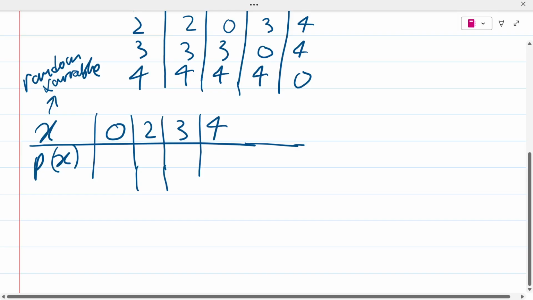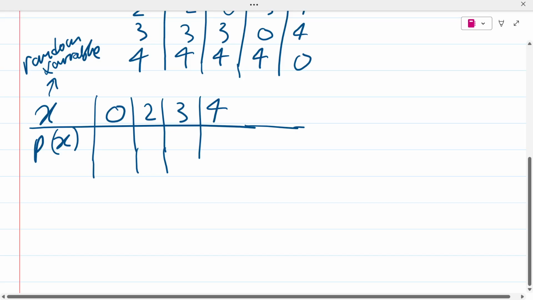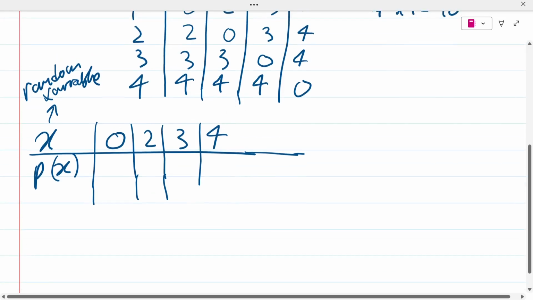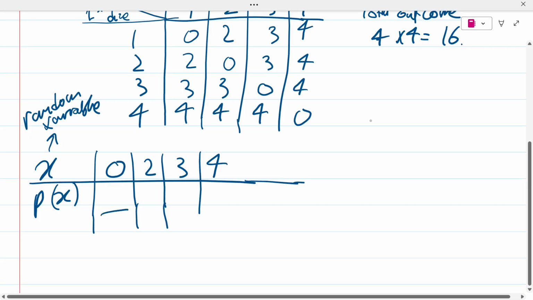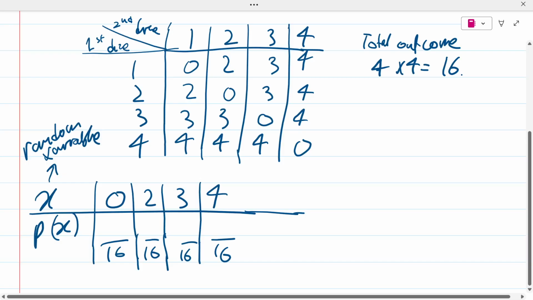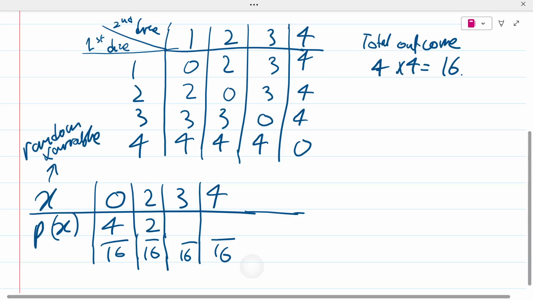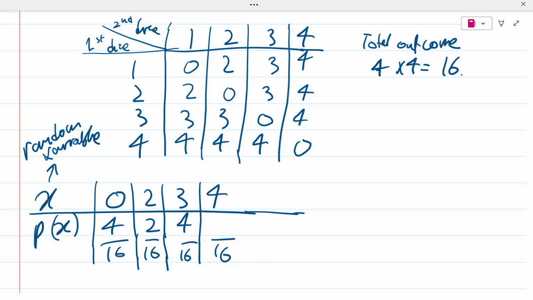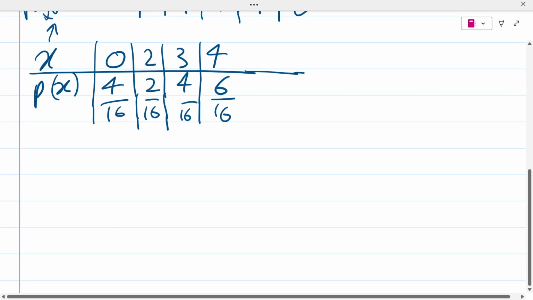Now we're going to write the individual probabilities. On the upper side of the table, you write all of your outcomes, and then you write the probability of their occurring. Again, it's all going to be out of 16. How many times does 0 appear? 4. How many times does 2 appear? 2. How many times does 3 appear? 4. And 4 itself appears 6 times. This is how you write it up. This is how you make probability distribution tables.